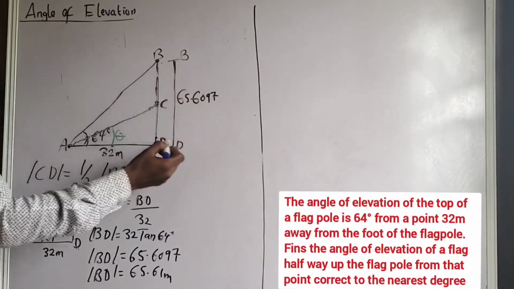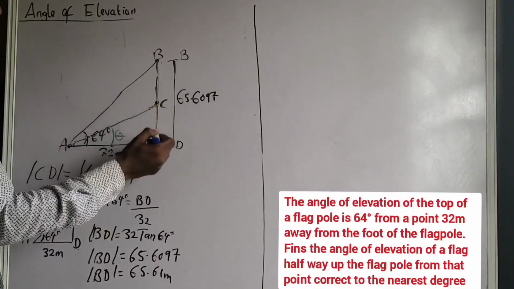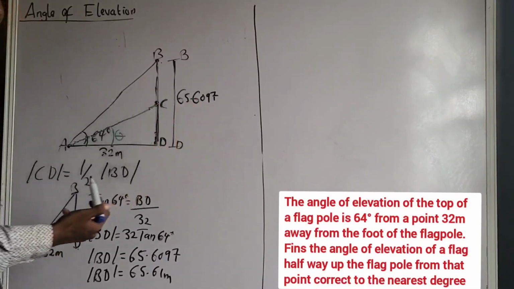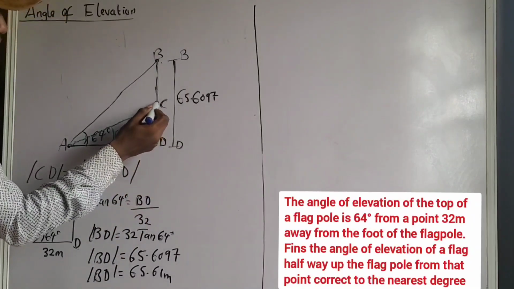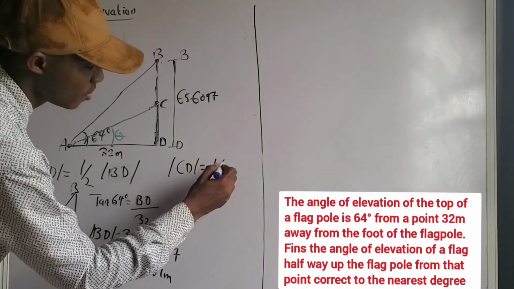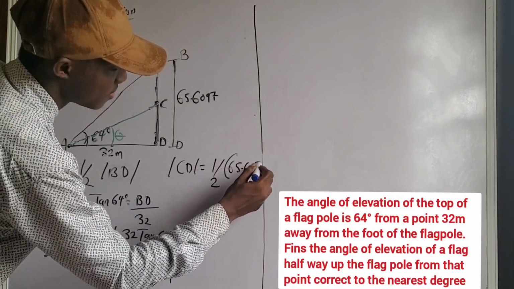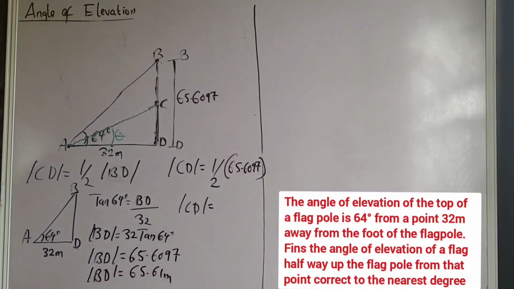The height of the flagpole is this. Now half of this flagpole is from this point to this point. So if I want to get the length here, I can divide the total height by 2. You understand? So I'm going to have line CD, from this point to this point. Line CD will be equal to 1 over 2 multiplied by 65.6097. So line CD is equal to 65.6097 divided by 2.